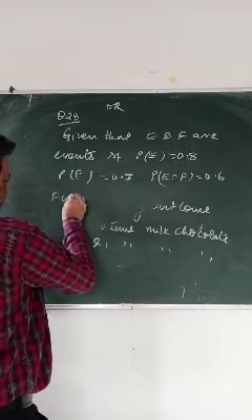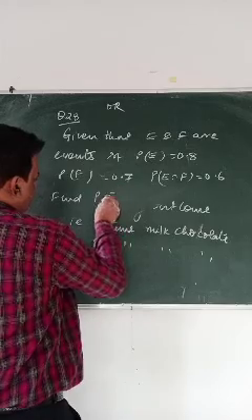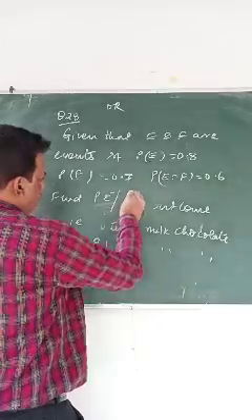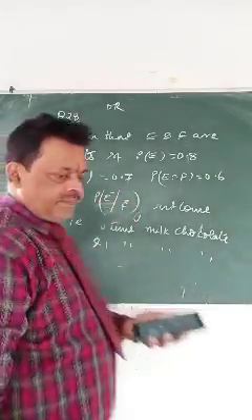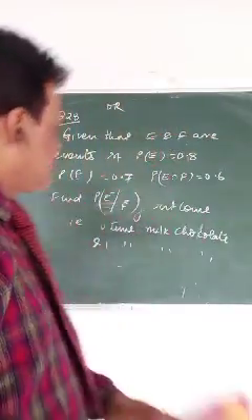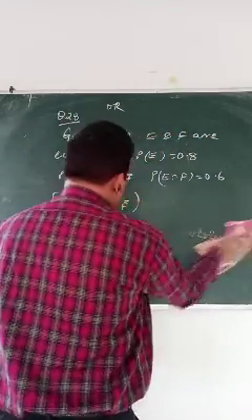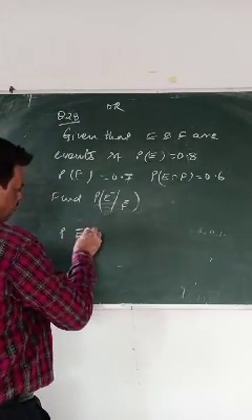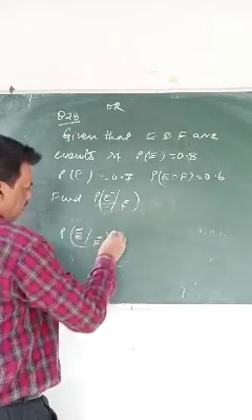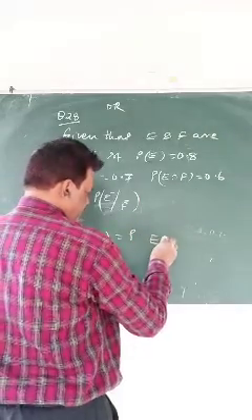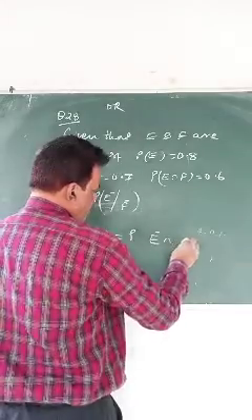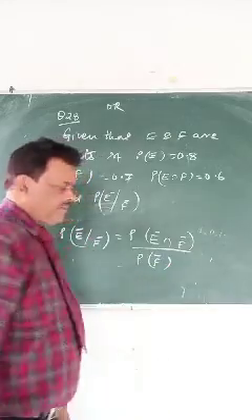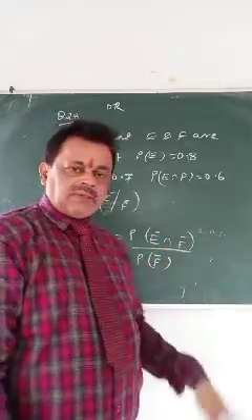Find P(E naught given F naught). Okay. Try to see the meaning of this. What is the meaning of this condition here? P(E naught given F naught) is P(E naught intersection F naught) by P(F naught), because of the conditional probability formula.